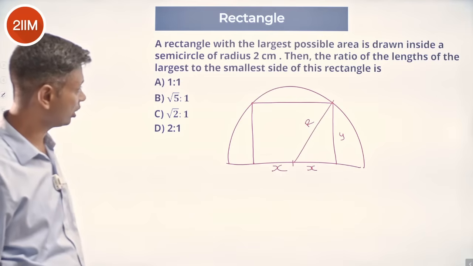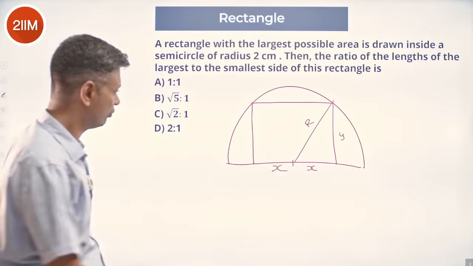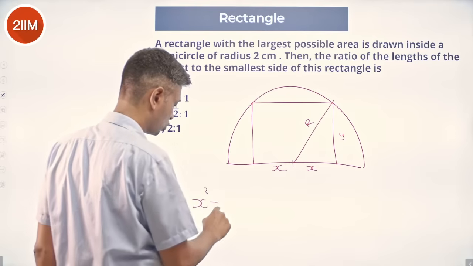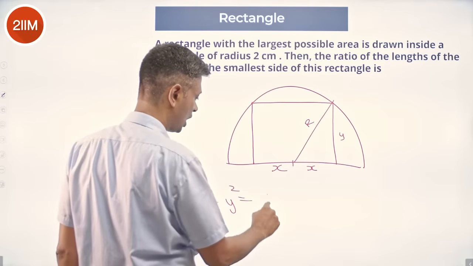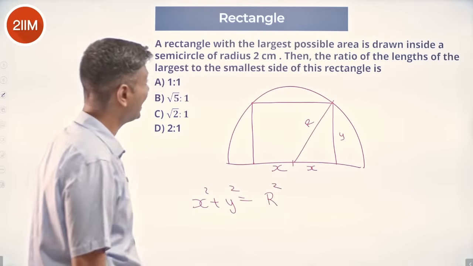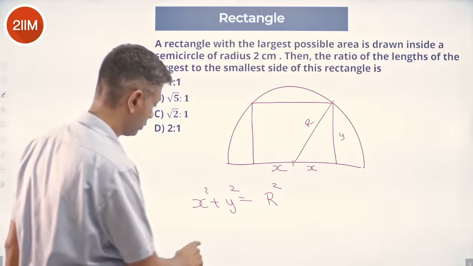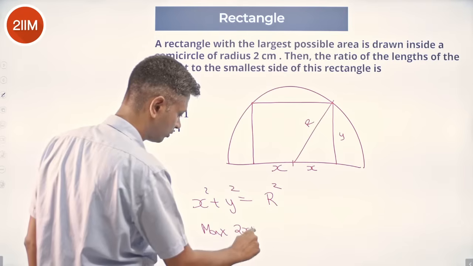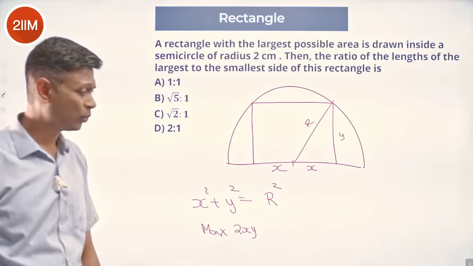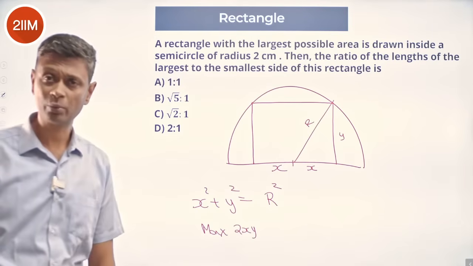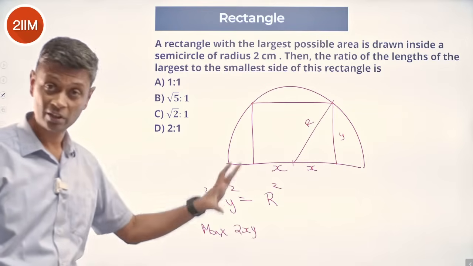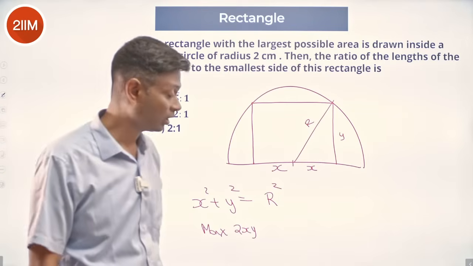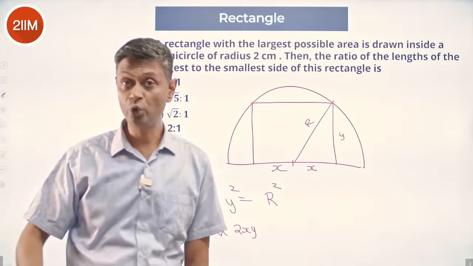Semicircle of radius 2 centimeters, radius is r. We know that x square plus y square equals r square. We want area to be maximum, or we want to maximize 2x into y. We maximize xy. X square plus y square is r square, that is fixed. Given x square plus y square, how do we get the maximum value of xy?